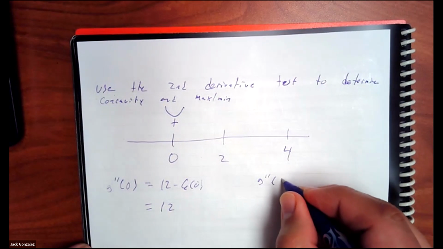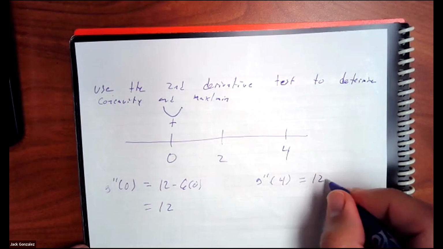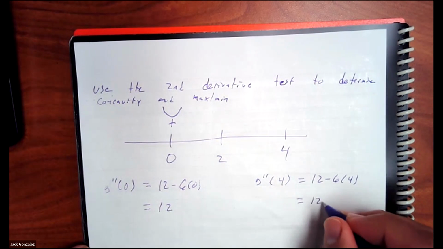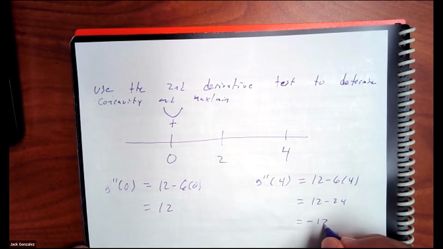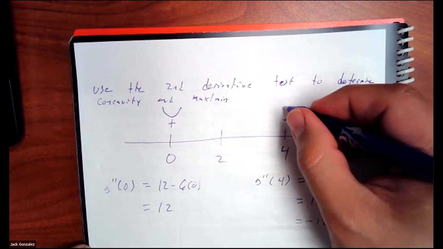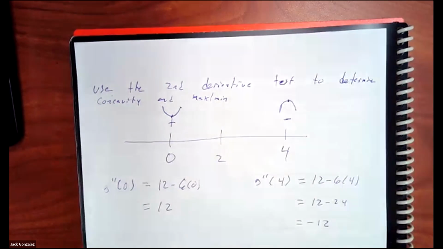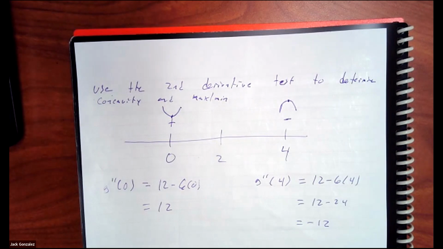Double prime, plug in the 4. That gives us 12 minus 6 times 4, which would be 12 minus 24, right? -12. So negative. So that means we're concave down. So we have this kind of thing going on. So below 2, it's concave down. Then after 2, it starts to go, I'm sorry, concave up. So it's going like this. Then right after, it starts coming downward. Okay, so we can actually create a sketch if we wanted to.